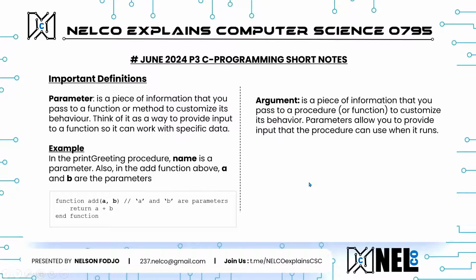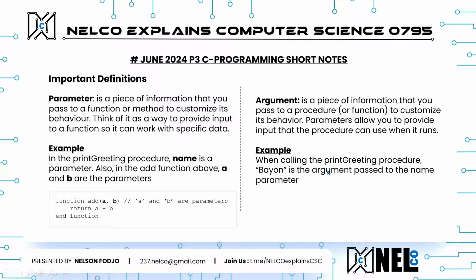Next, we are going to look at argument. An argument is a piece of information that you pass to a procedure or a function to customize its behavior. Parameters allow you to provide inputs that the procedure can use when it runs. For example, when calling the PrintGreeting procedure, Bayon is the argument passed to the name parameter. Like when you want to pass any value to a function, you pass the argument and the function receives it here, but here they are parameters.